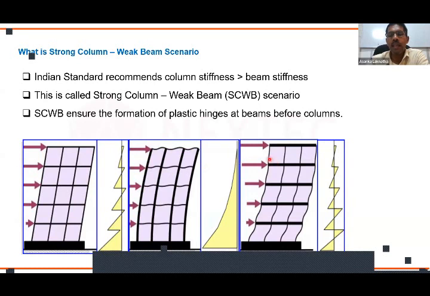And this third one says we can see the beams are stiffer and the columns deform, the shape of the deformation of the column, which is not favorable. So this strong column, weak beam scenario, we have to satisfy under the guidance of Indian standard for designs. SCWB, that is strong column, weak beam, ensures the formation of plastic hinges at beams before columns. So that is our requirement, to show the hinges are formed on beams with our post tension structure.